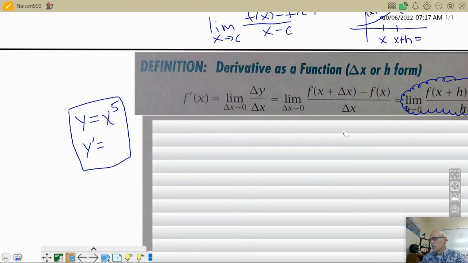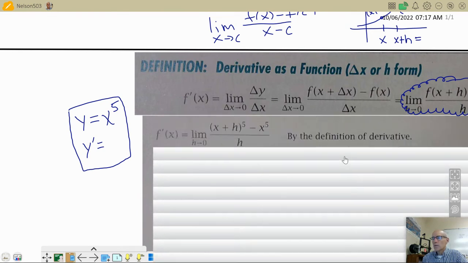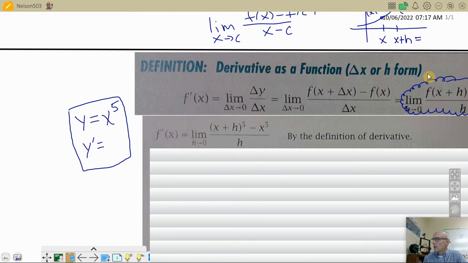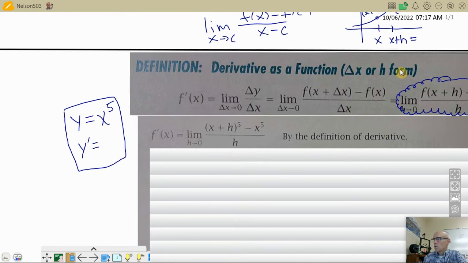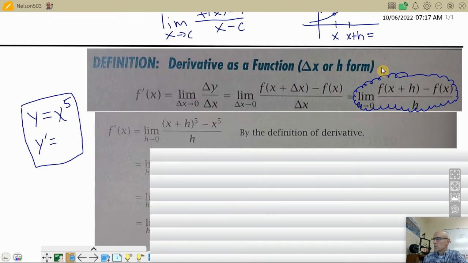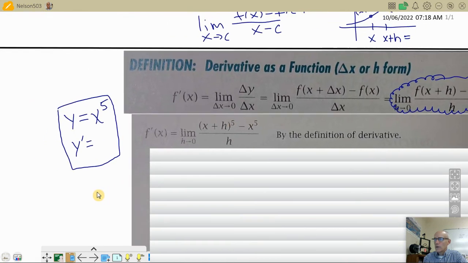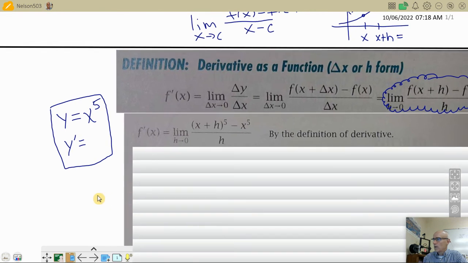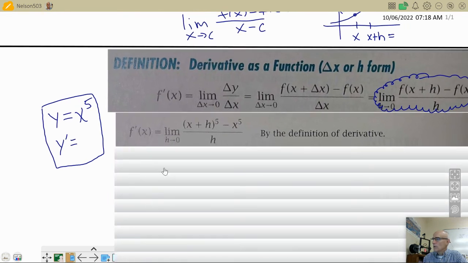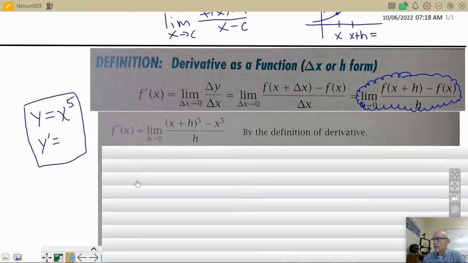So anyways, let's just look at their little example. If we had an x to the fifth equation, and I run it through that expression right over here, I'm going to get this new expression right there. They take x plus h and raise it to the fifth power, minus x to the fifth power, all over h. Well, I can't evaluate this because I can't stick 0 in for h. I get 0 in the denominator, right?